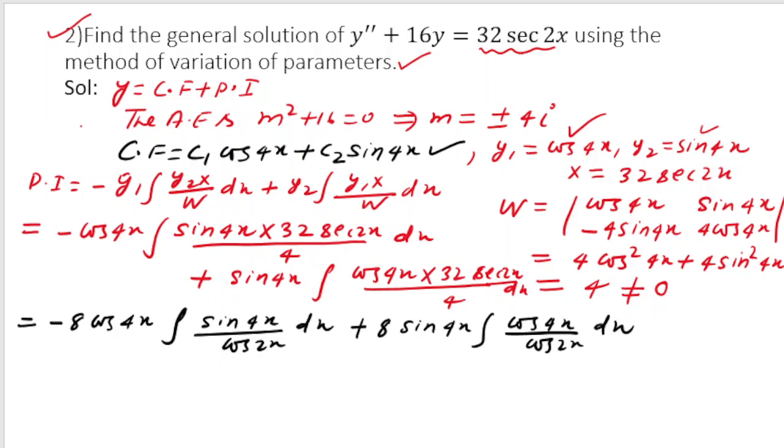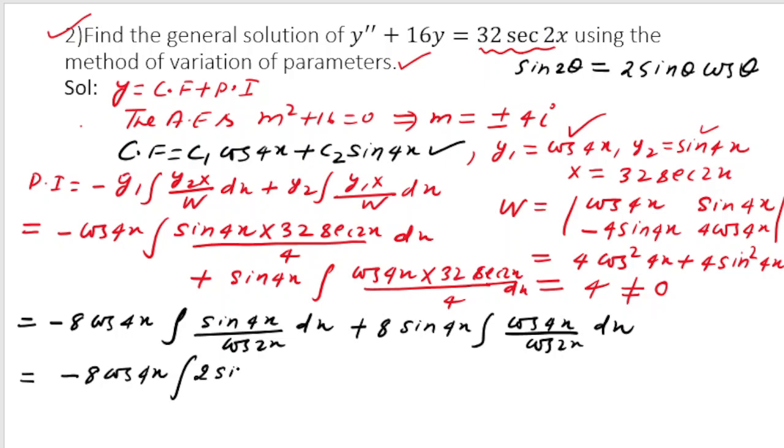Now we have to do the integration, and a lot of students make mistakes in the integration, so I will be very slow in the explanation process. Minus 8 cos 4x. There is a result that everyone knows, that sin 2 theta can be written as 2 sin theta into cos theta. So here we have sin 4x, which can be written as 2 sin 2x into cos 2x divided by cos 2x dx.